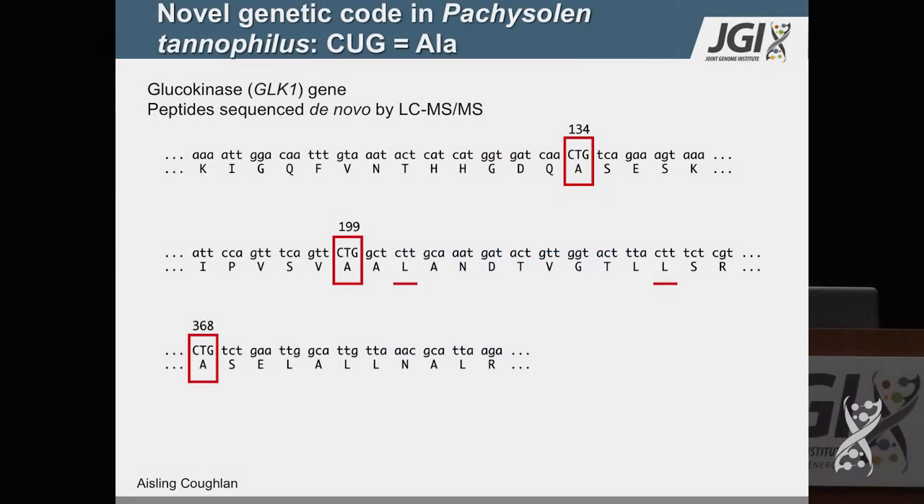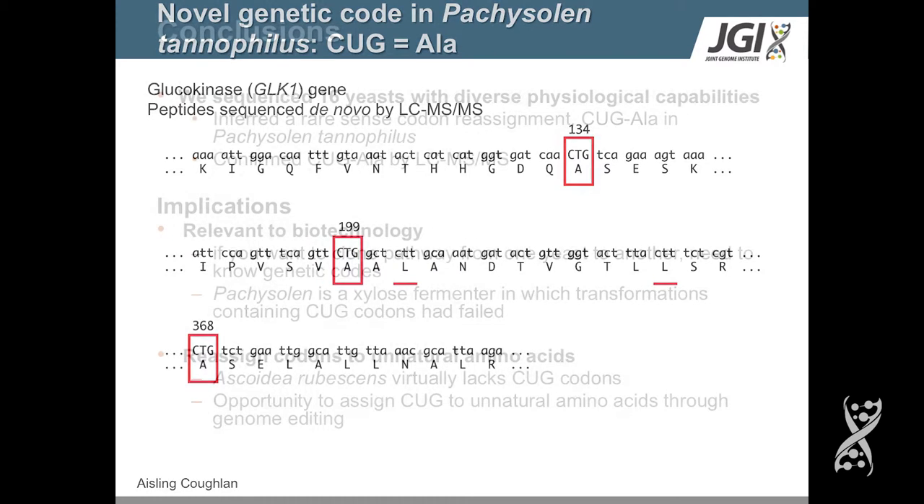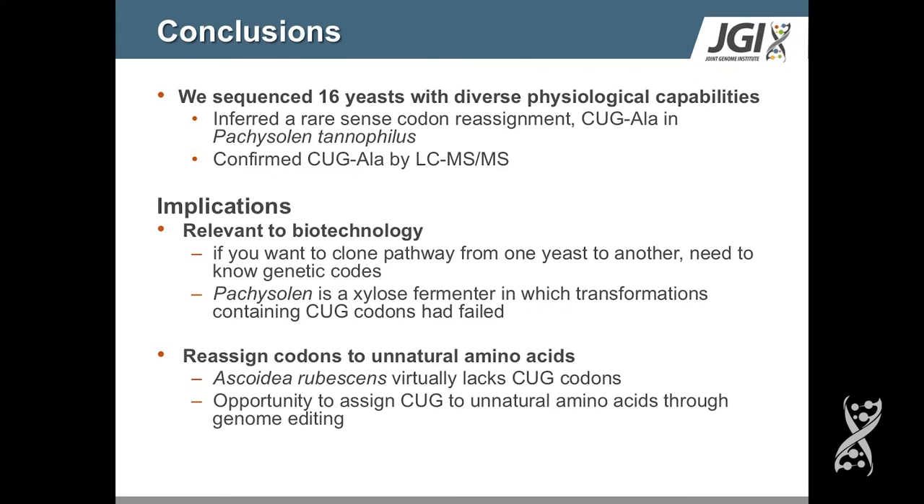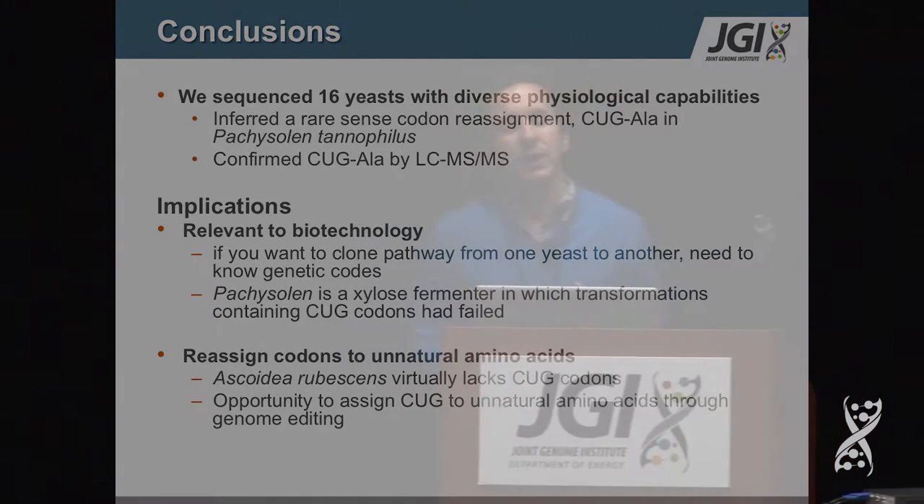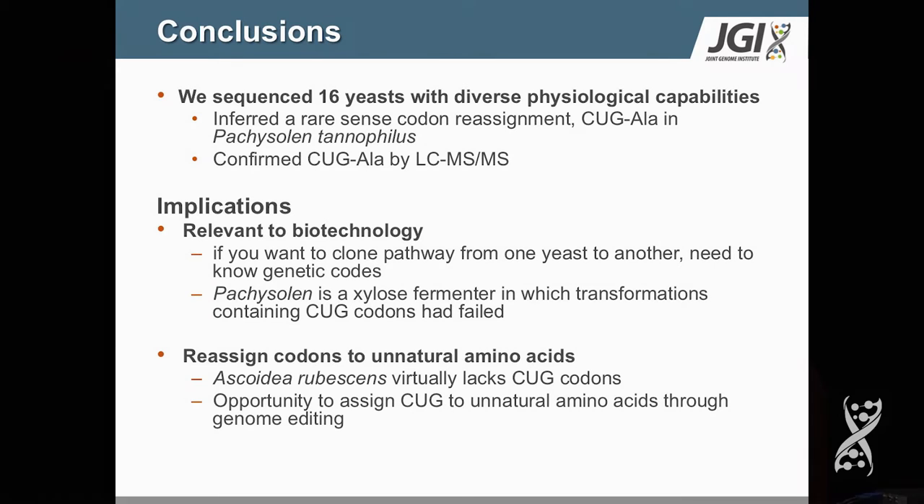Here's one gene with three CUG codons showing where they were translated to alanine, and also that a similar codon for leucine, CTT, is still being translated to leucine. To wrap this up, we sequenced 16 yeasts with diverse biotechnological potential and phylogenetic placement, and we inferred a rare sense codon reassignment, CUG to alanine, not canonical leucine or previously reported serine, and we confirm this in mass spec experiments. This has implications in biotechnology, because if we want to exploit this new catalog of genes we've come up with, potentially new and better enzymes for biotechnological processes, we need to know the genetic code, because if we don't, it might not work.